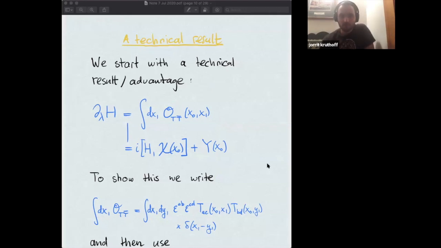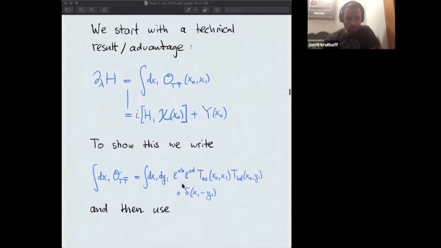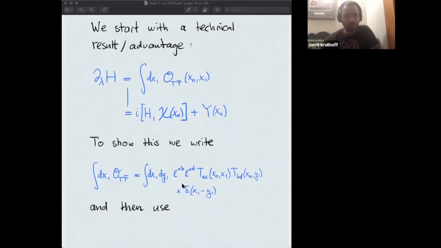Okay, so to start, what I first want to do is show you a little technical result that involves the flow of the Hamiltonian. So I denoted this contraction of T with the epsilon tensor with this O sub TTbar, and I want to show to you that you can write that as a commutator of the Hamiltonian with a certain operator chi that I will define, and an operator Y that I will also define.